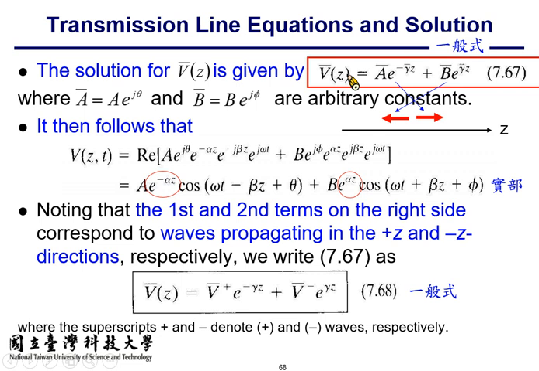So we see that the first and second terms on the right-hand side correspond to waves propagating in the positive z direction and the negative z direction respectively. So we can rewrite equation 7.67 as this, which is further simplified as two components: a V plus component and a V minus component. The V plus component is propagating toward the positive z direction, while the V minus component is propagating toward the negative z direction.